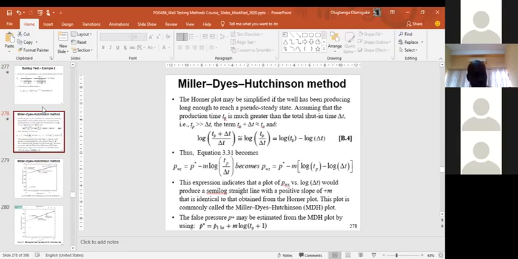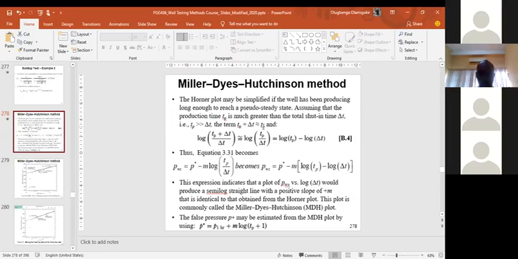Remember that when I started, I mentioned that the build-up test is actually a superposition of two flow periods, a flowing period and then the shut-in period. Now, if we can make the assumption that the well has produced long enough to reach pseudo-steady state, that implies that Tp is much greater than delta T. Then we can take it that Tp plus delta T is approximately equal to Tp.